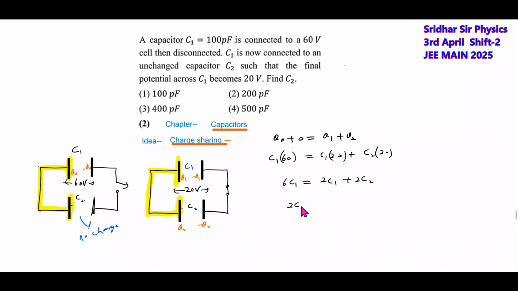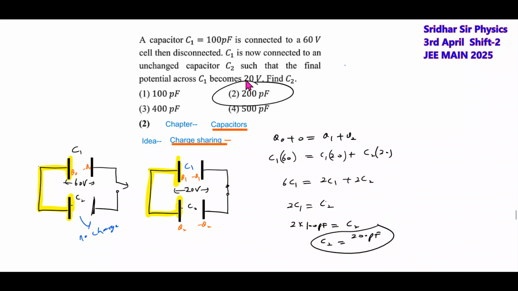3C1, okay, this will be 2C1 equal to C2. This 6C1 minus 2 is 4C1, 4C1 equal to 4C2 or 2C1 equals C2. What is the capacitance? This will be 100 picofarad. So C2 will be how much? 200 picofarad. Charge sharing, important. Capacitors.